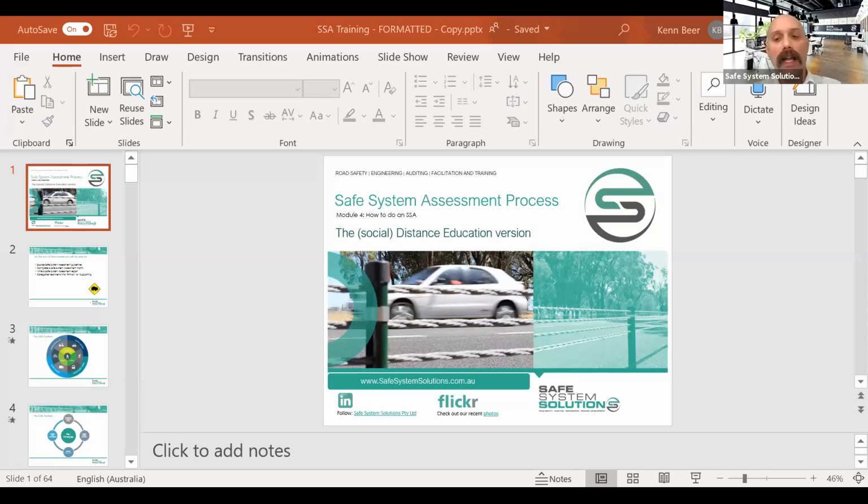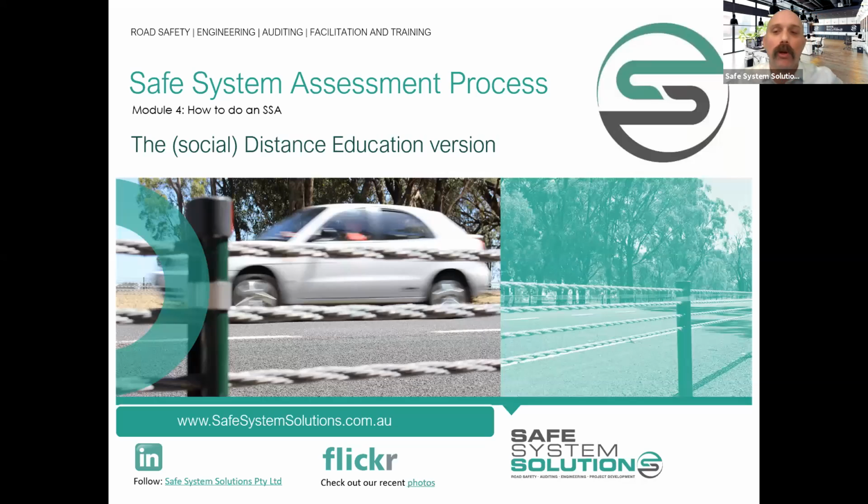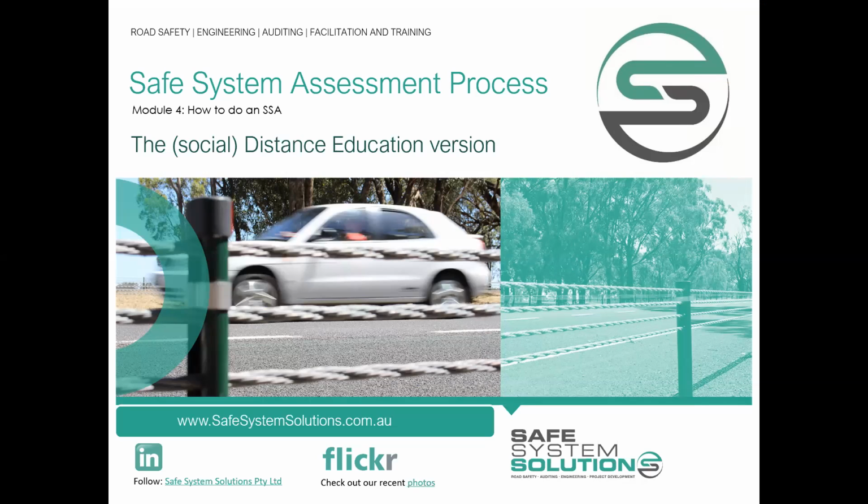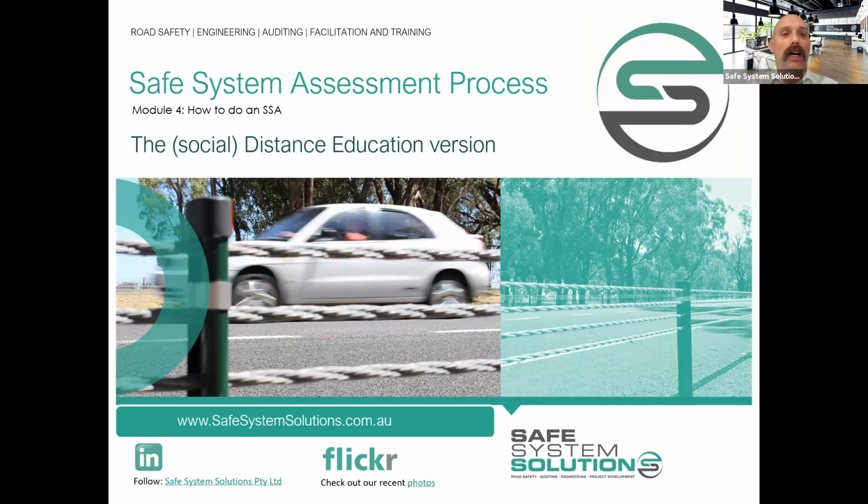We've done a good bit in these first three modules to get everybody on the same page. And now it's about arming you with the final tools that you need to do your safe system assessment. So it's really important that we spent that time getting our head around the principles, the categorization of things into exposure, likelihood, and severity, because those are critical aspects of undertaking a safe system assessment.